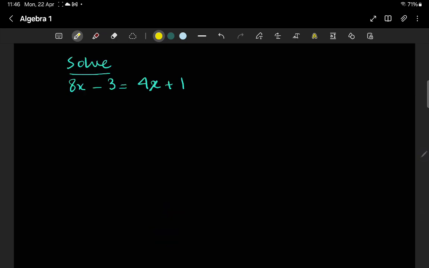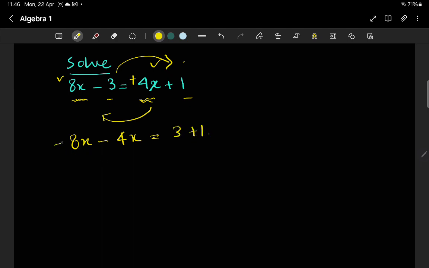Now we will solve for x. Here 8x minus 3 equals 4x plus 1. First we will rearrange the equation. We can see here we have 8x, here we have 4x. So it's better to send 4x to the left side. 4x has a positive sign, so when we send it to the left side, it becomes negative. And here we have minus 3. So when we send it to the right hand side, it becomes positive.